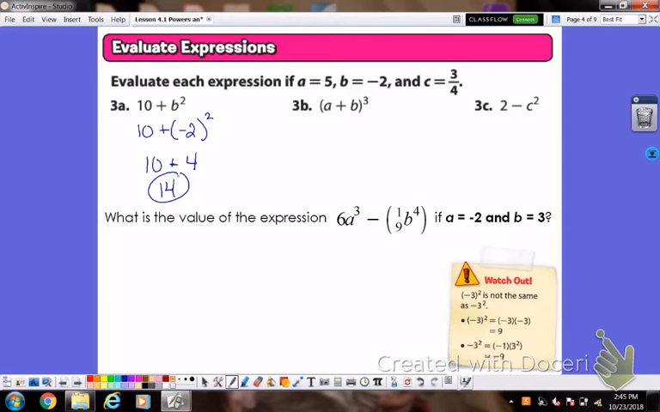Next up, again, show your substitution. A is 5 plus B is negative 2, so I'm going to put it in parentheses. Whole quantity raised to the third. Right, we do inside parentheses first. Remember your PEMDAS. 5 plus negative 2, same as 5 minus 2, gives us 3 to the third. Now you can do this on your calculator with the caret key, or know that that means 3 times 3 times 3. So 3 times 3 is 9, times 3 gives us 27.